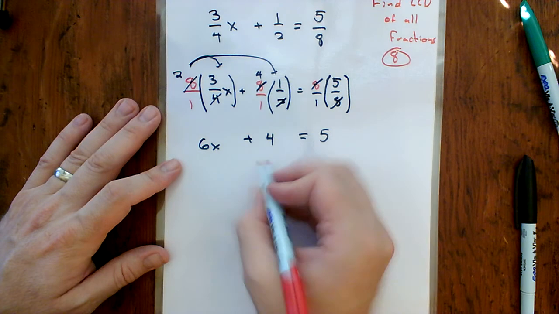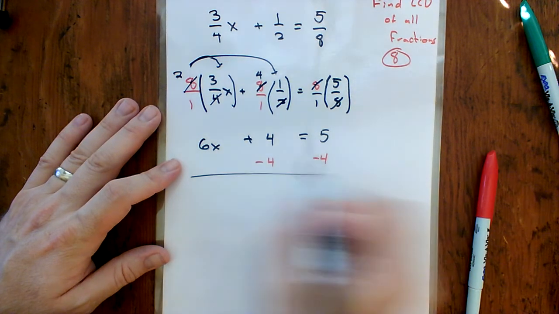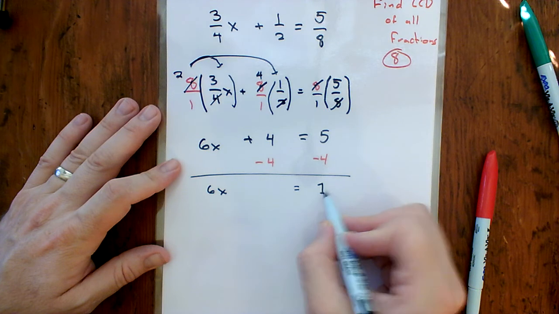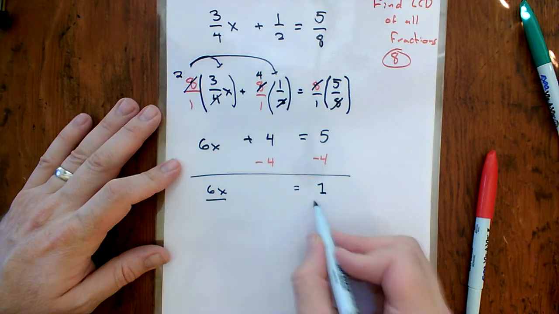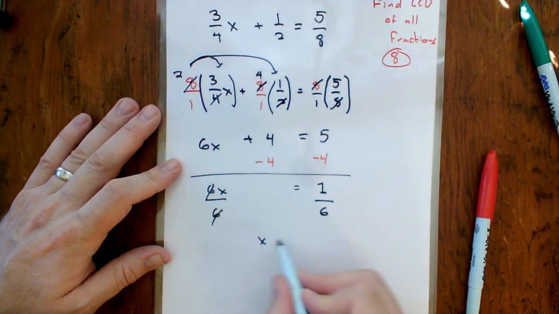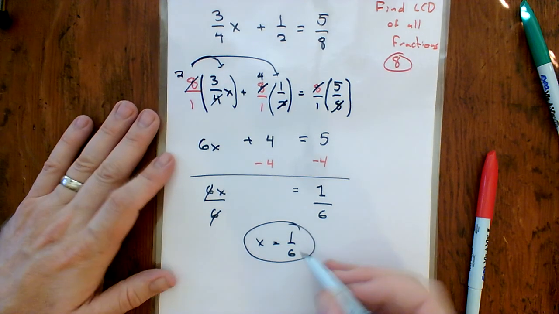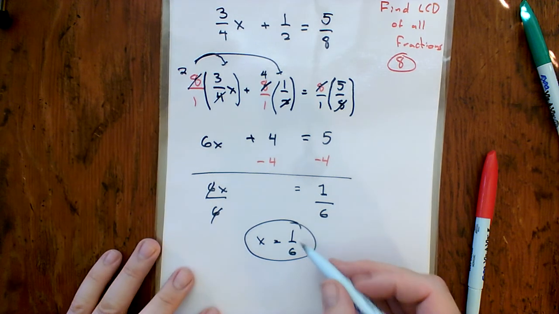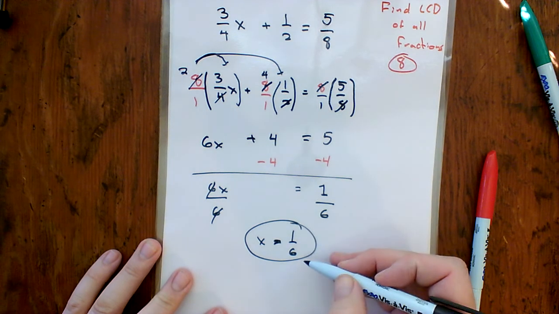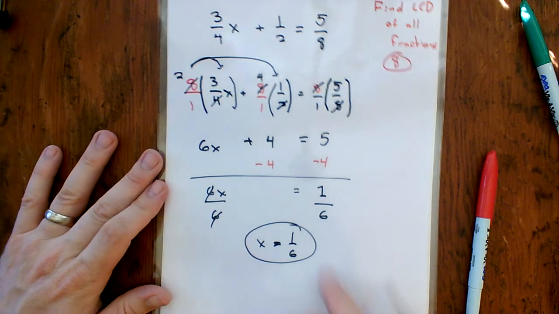I'll go ahead and subtract 4 from both sides now. I've got 6x is equal to 1, and now I can divide both sides by 6. So I've got x is equal to 1/6, and this is actually an infinitely repeating decimal, so don't even try to do a decimal. But there's our answer.